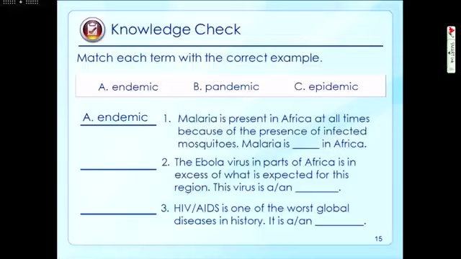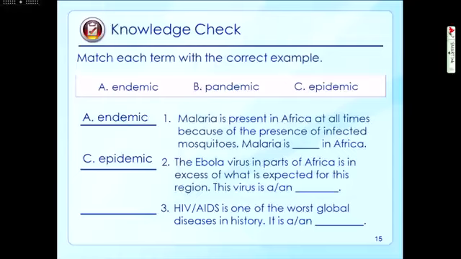Number 2, the Ebola virus in parts of Africa is in excess of what is expected for this region. Ebola is a what in Africa? The Ebola virus is currently causing an epidemic in parts of Africa. Number 3, HIV/AIDS is one of the worst global diseases in history.